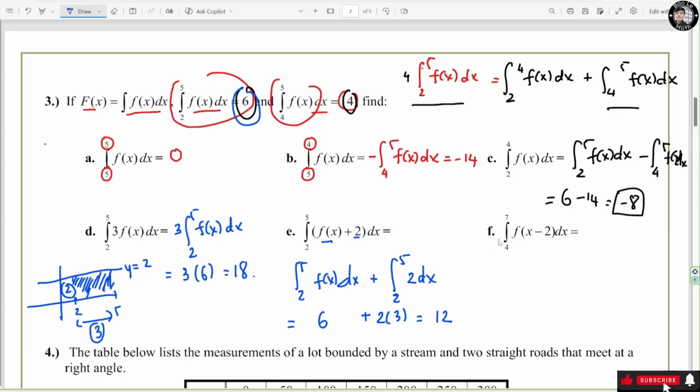Now question 7. So it turns out to be the integral from 7 minus 2, and this is 4 minus 2, right? And then this guy turns out to be f of s ds, right? So it's going to be the integral from 2 to 5 of f of s ds, right? And it's going to be 6.